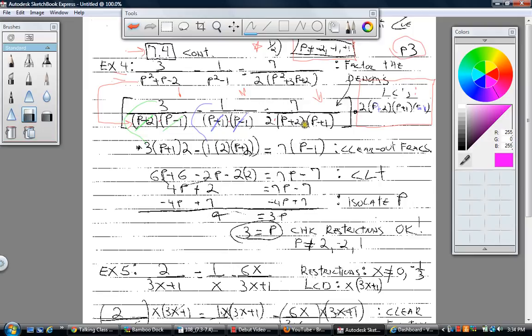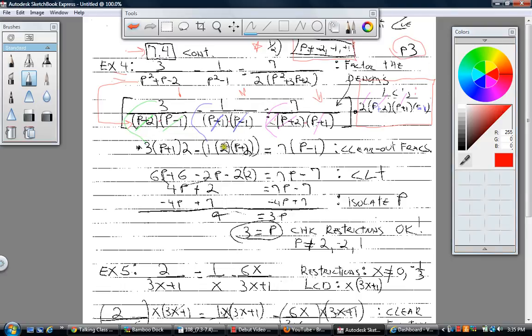Now, all factors in the denominator. The 2, I gotta be careful what I'm doing there. The 2 and the 2 cancel out. P plus 2, P plus 2 cancel out. P plus 1 cancels out. P plus 1 cancels out. Who's left standing? 7 and what? P minus 1, and I wrote them down there.